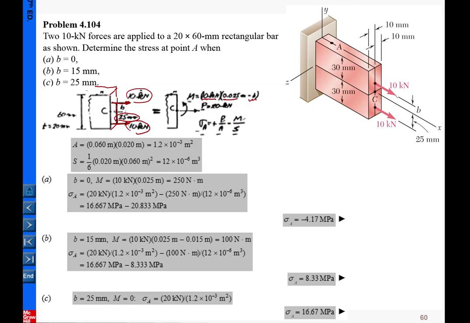Okay. So then further on, this can be decomposed into two subsystems: P equal to 20, and plus, again, we apply the superposition principle, and that one is a moment with respect to the centroid, and M equals whatever is calculated there, 10 kilonewtons multiplied by 0.025 minus b here. Okay. So that's the M. So from here, you superpose the two things together, similar to the previous concept, to answer this question. Okay.